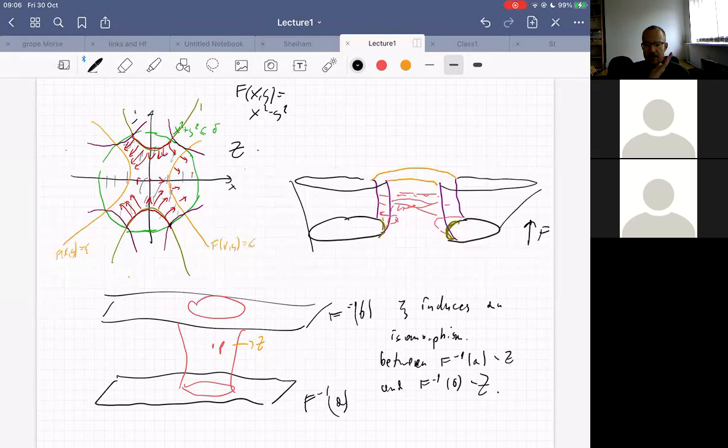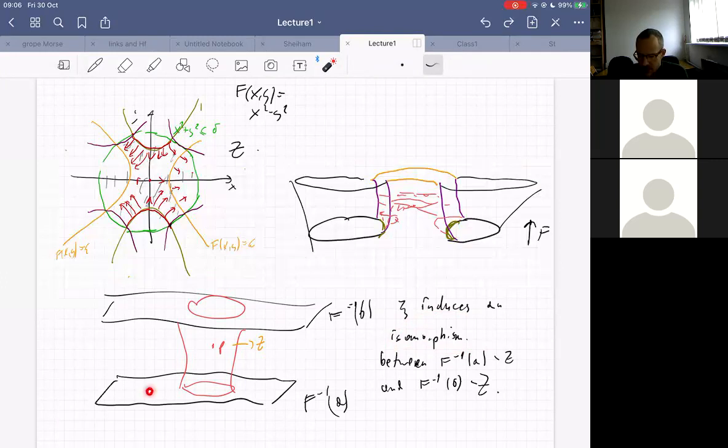Is it okay? This is the same statement. This is the statement about nothing happens. This is precisely the nothing happens lemma. And by isomorphism, I mean diffeomorphism, homotopy equivalence, whatever.